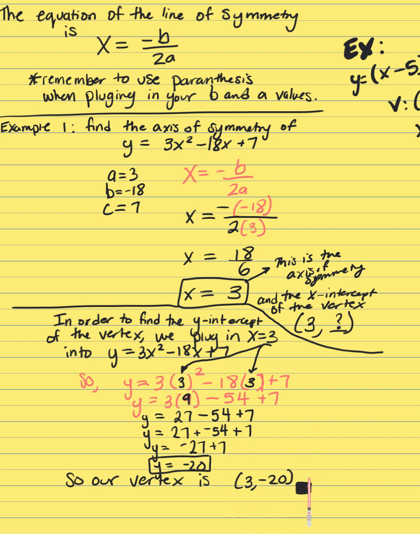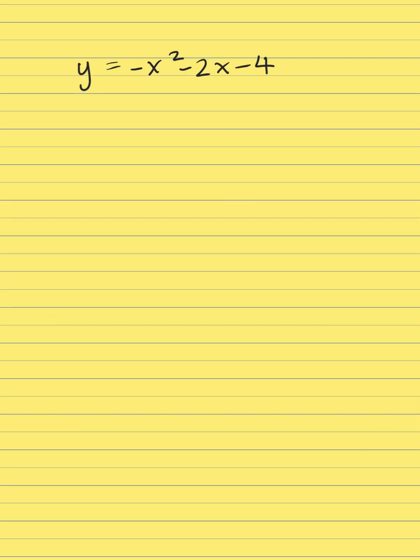Now I can start to graph this parabola. But for today, I only want you to practice how to find the axis of symmetry and how to find the y-coordinate for the vertex. So this is what your Edulastic is going to be on today. So let's do a few more examples. Okay, so here I want to find the axis of symmetry first. So find the axis of symmetry, and then I want to find the vertex.